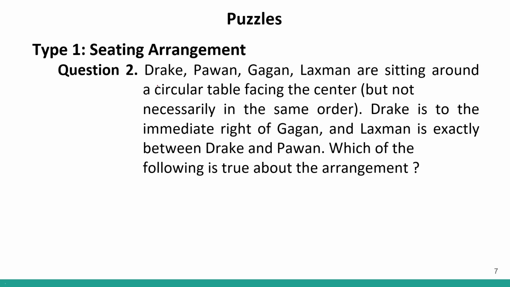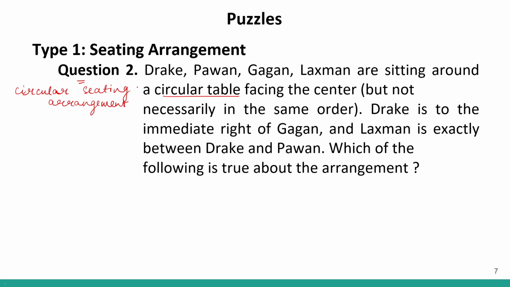Okay. Coming to question number 2 of seating arrangement. Question number 2 says Drake, Pavan, Gagan, Lakshman are sitting around a circular table. So this is a question of circular table or circular seating arrangement. Correct? In circular seating arrangement, I told you that we can have 3 possibilities. First possibility, everybody is facing to the inside. Second possibility, everybody is facing to the outside.